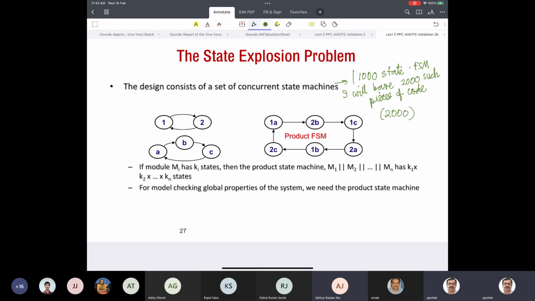If each state machine has 1,000 states and there are 2,000 such machines, it will be 1,000 raised to 2,000. What is the largest number that you know which exists in real life? What is the largest physical number that you know which exists here in this universe?